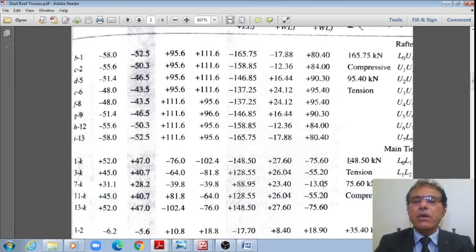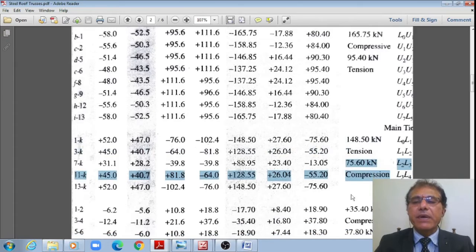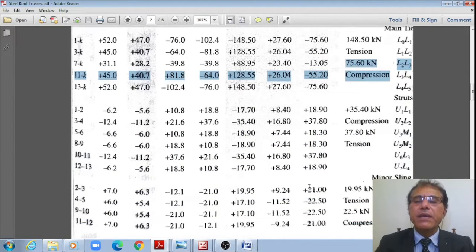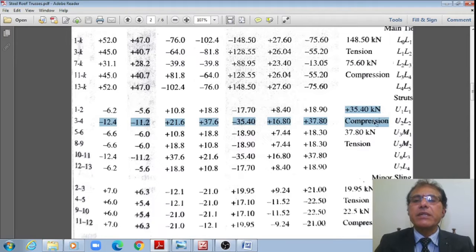That is how I got the design tension in the main tie, or the bottom chord, as 148.5, whereas the design compression is 75.6, right? Like that, I'm also getting the design forces in the strut due to these combinations as plus 35.4. Even now you can see I have 35.4 as a design compression in the strut, as well as 37.8 here as a design tension.